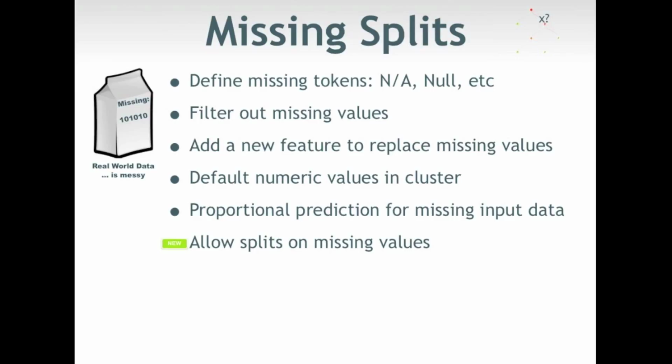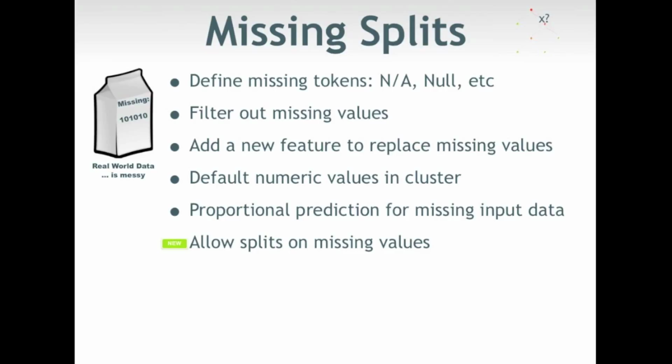Now, at prediction time, missing values can also be a problem. I mean, if the tree encounters a split on a feature for which the input data doesn't provide a value, then how can the prediction proceed? To handle this, we offer proportional predictions. Basically, it descends both branches and then combines the results in a statistically significant way.